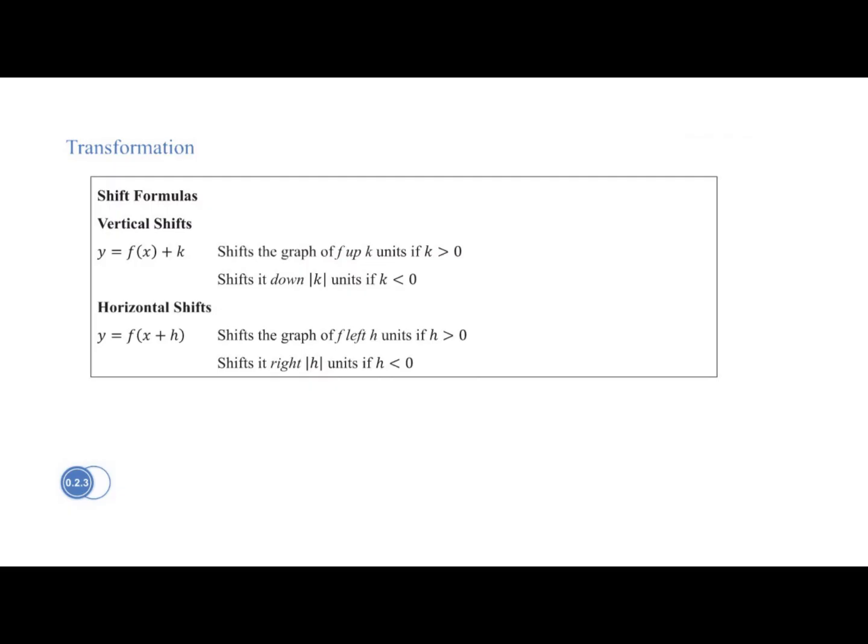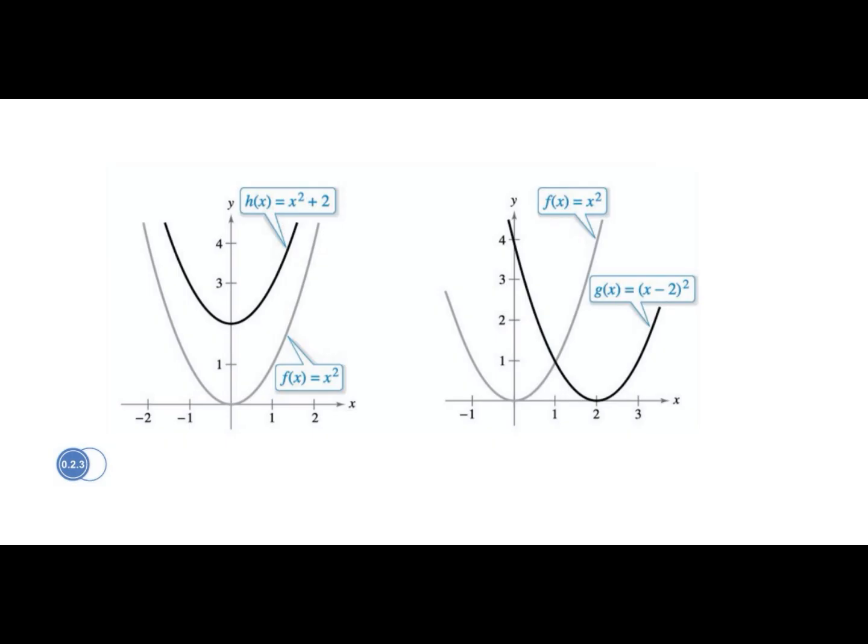For horizontal shifts, the change happens inside the function, y = f(x + h). If it is x + h, the graph moves left. If it is x - h, the graph moves right. So the simple rule is outside change means up or down, inside change means left or right, but opposite direction. Let's look at some examples.